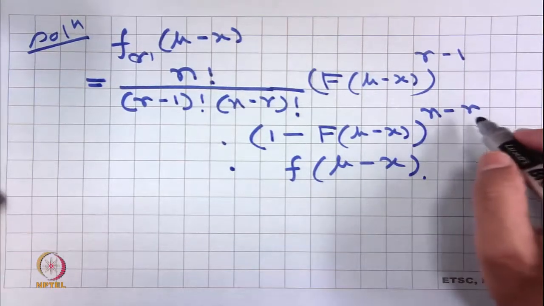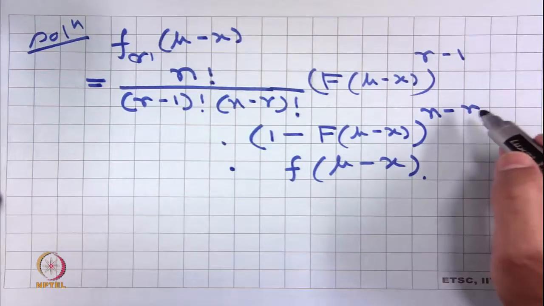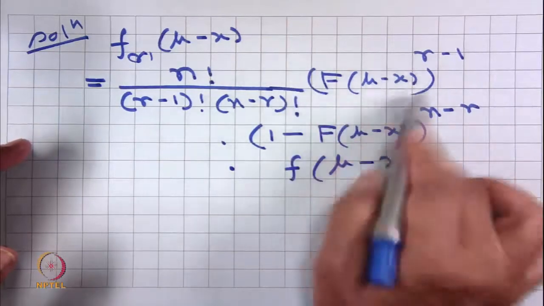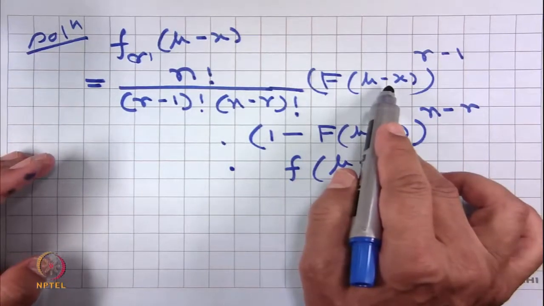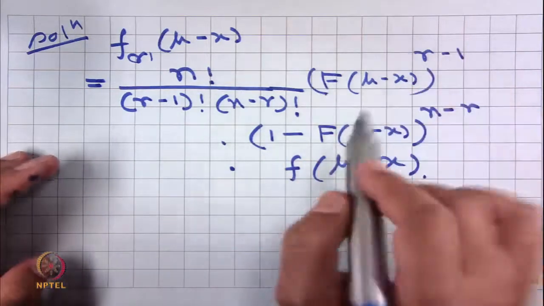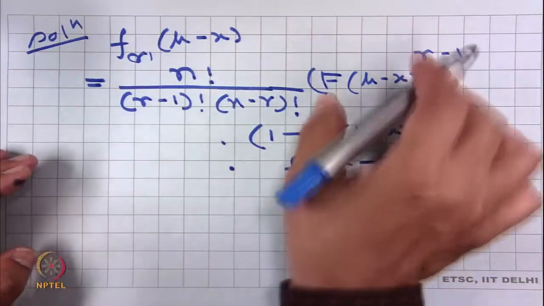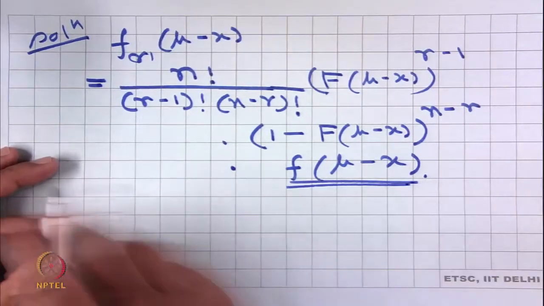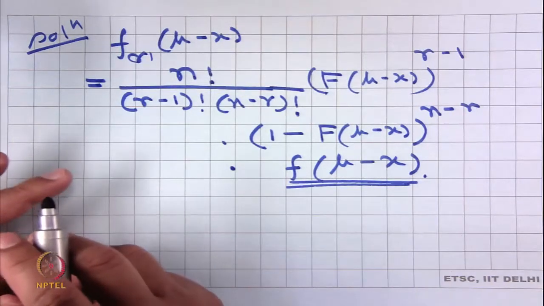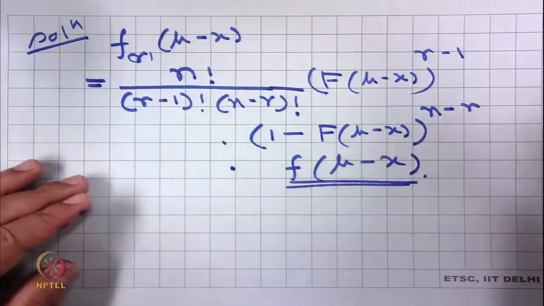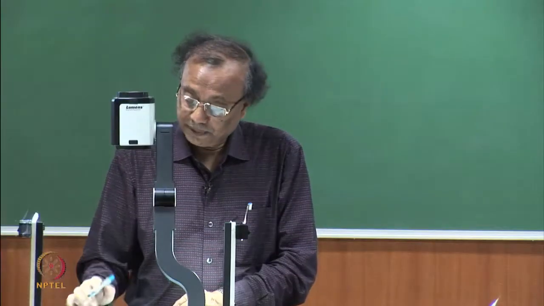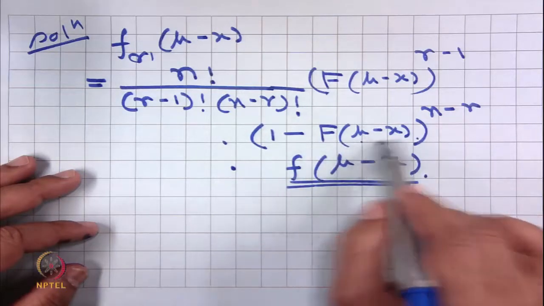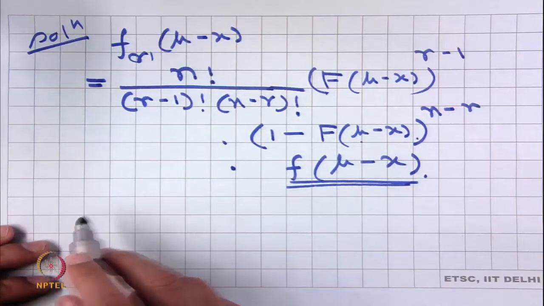This we know from our earlier classes: the first r minus 1 have to be less than mu minus x, and that probability is F(mu minus x) to the power r minus 1. The first r minus 1 have been taken care of. The rth one at mu minus x is given by f(mu minus x), and the remaining n minus r should all be above mu minus x. So, (1 minus F(mu minus x)) whole to the power n minus r.